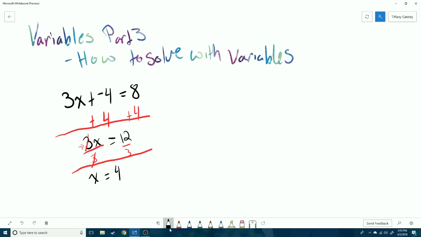And to check your work, you can just plug this back into your original equation. So if we do that, we can do 3 times 4 plus -4 equals 8. And that gives you 12 plus -4 equals 8. And 12 minus 4 is 8, equals 8. So that is correct.